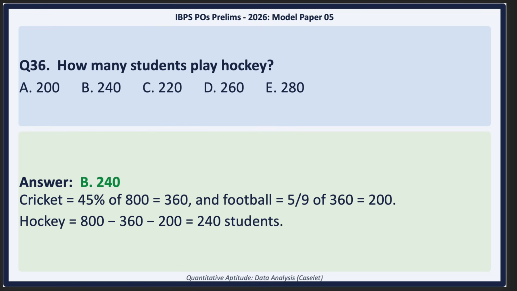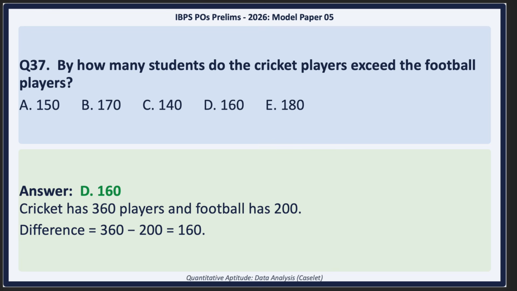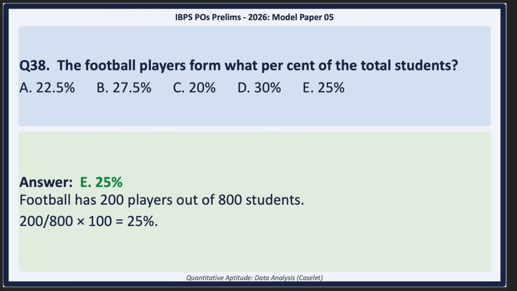And once you do that, the questions are instantly solvable. They really are. Question 36 asks how many play hockey. We already know it's 240. Question 37 asks the difference between cricket and football. Well, 360 minus 200 is 160. Yep. And question 38 wants football players as a percentage of the total. 200 out of 800 is 1/4 or 25%.